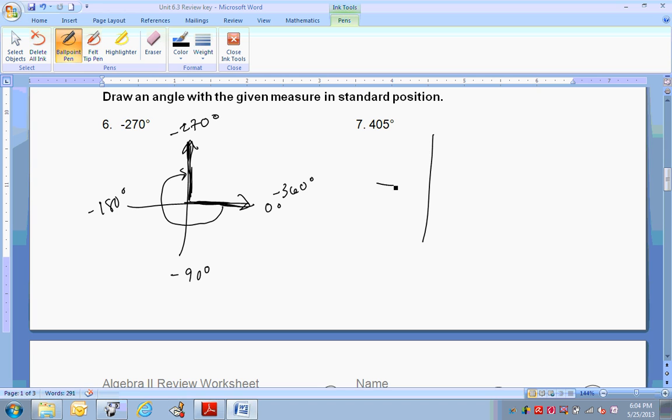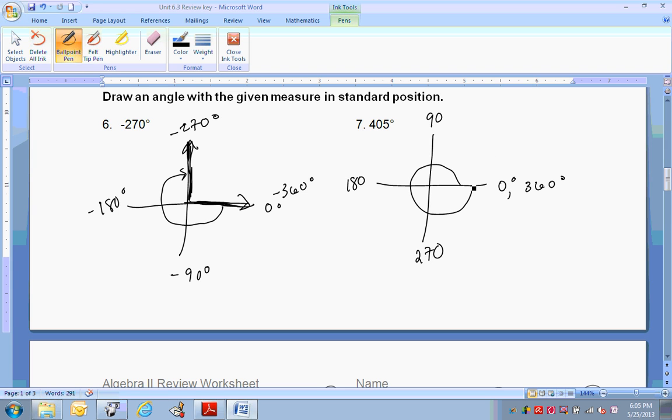Now for 405, we know this is 0. When we're moving in the positive direction, 90 is up at the top, then 180, 270, 360, and so on and so forth. So we start up at 0, we go to 90, we go to 180, we go to 270, and then we hit 360, and we have to keep going to reach 405.